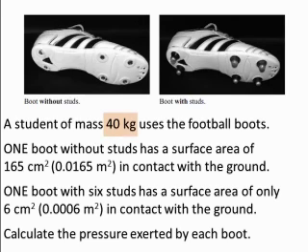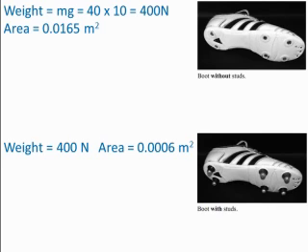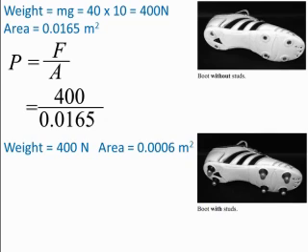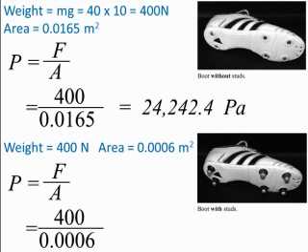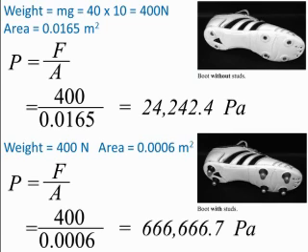So we've got the 40 kilograms, we've got the 0.0165 square meters for the one boot, and 0.0006 square meters for the other boot. So I'll transfer those to the next slide. And what we're going to do is work out the pressure of the first one. So it's going to be 400 divided by the area, which is that value there, 24,000 plus change. And I'm going to write pascals as the unit. And the second one is going to be the same weight divided by the new area, and we're going to get 666,000 plus change.